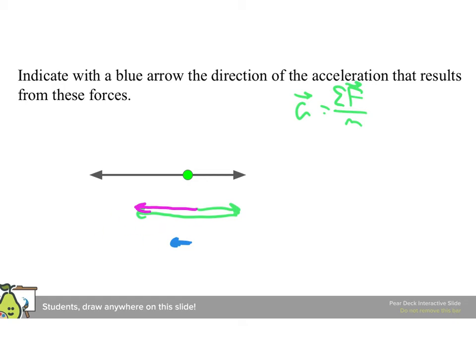This, of course, is a classic tug of war where the people pulling to the left pulled harder than the people to the right, so they moved the knot towards them.